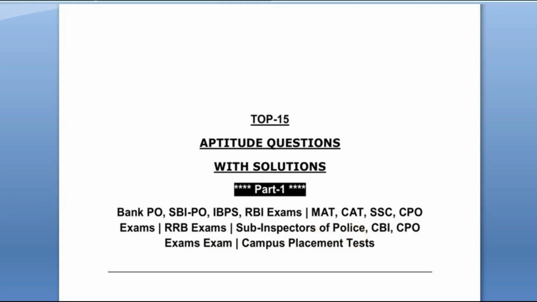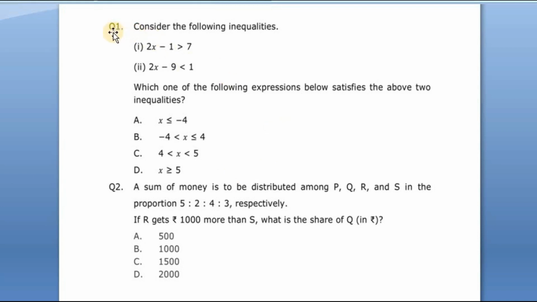So as you see here, first question will be, consider the following inequalities. So 2x minus 1 is greater than 7, 2x minus 9 is less than 1. Then which of the following expressions below satisfied the above two inequalities, right? Second question is, a sum of money is to be distributed among PQRS in the proportion 5:2:4:3 respectively. If R gets rupees 1000 more than S, what is the share of Q in rupees? So we have to calculate out the value.